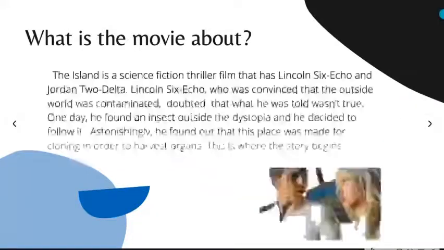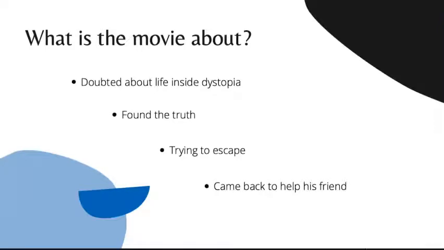Next, there are 4 acts in this movie. First, delving into life inside the dystopia. Second, finding the truth. Third, trying to escape. And the last one, coming back to help his friend.